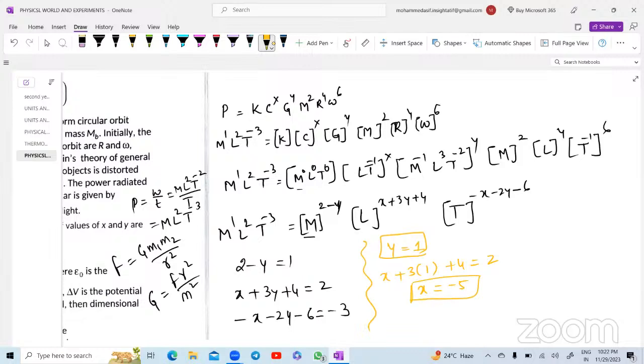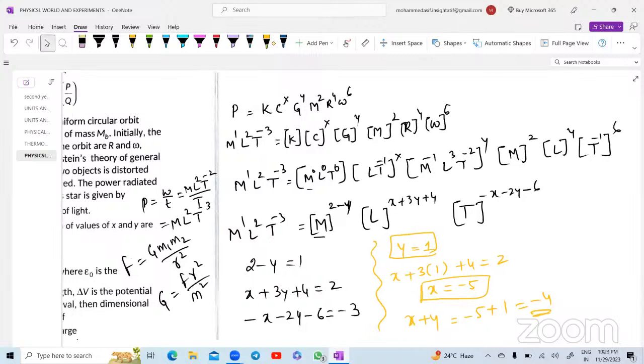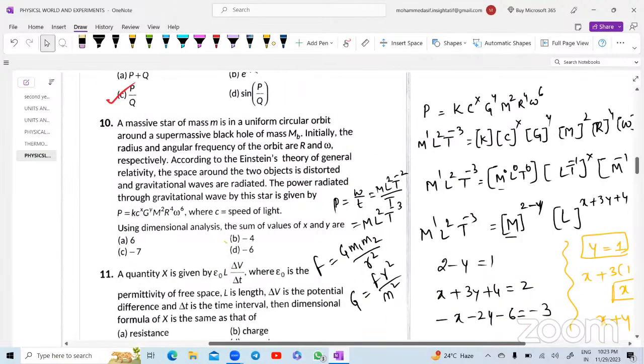So I got the value of x, I got the value of y. So x plus y you can add now. What will the sum be, beta? Tell me the value of x plus y. x plus y, what value of x came? -5 plus 1. So that will be equal to -4. -4 will be the answer.